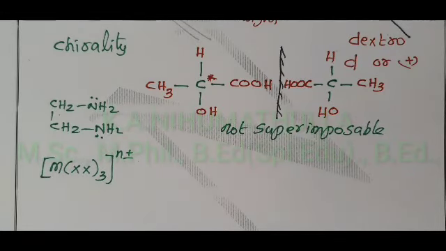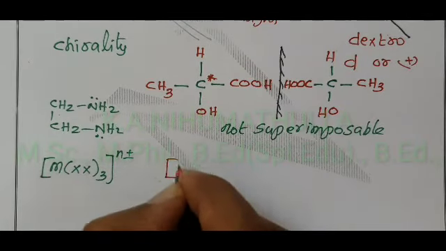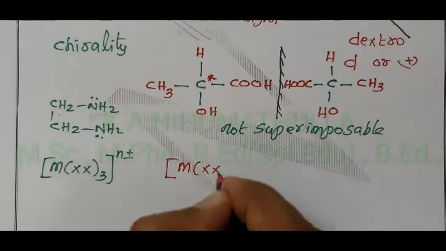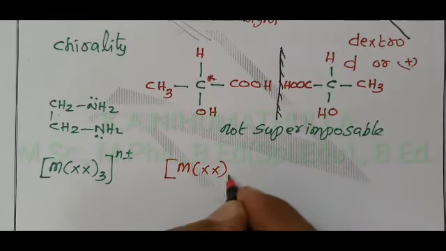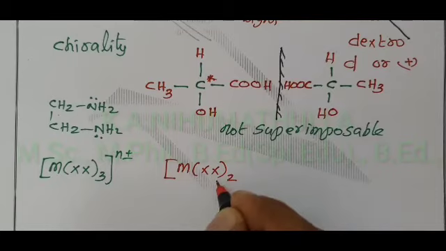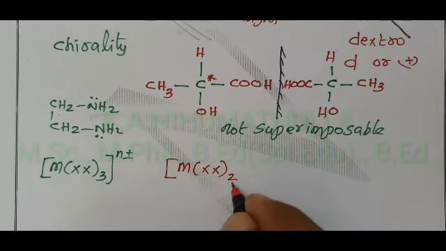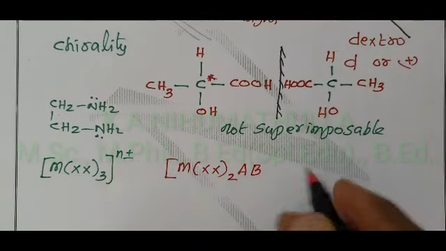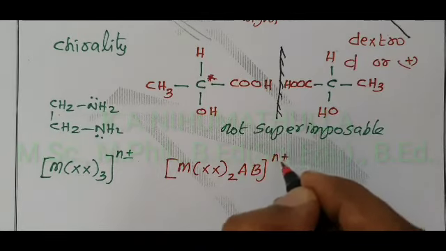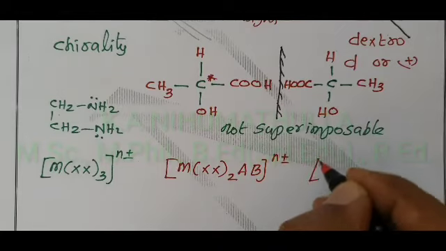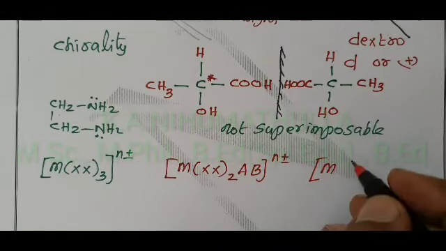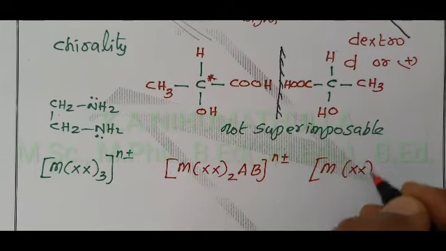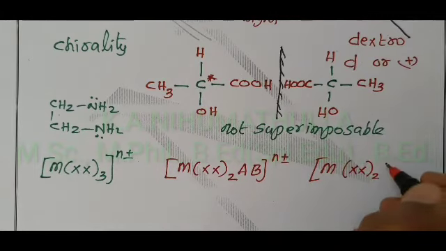Or the coordination compound, central metal ion having a bidentate ligand with the same donor atom. One bidentate forms 2 bonds, 2 bidentate form 4 bonds, and the other 2 are monodentate ligands. Or one more example, central metal ion, 2 bidentate ligands, the other 2 are monodentate, the same 2 monodentate ligands.